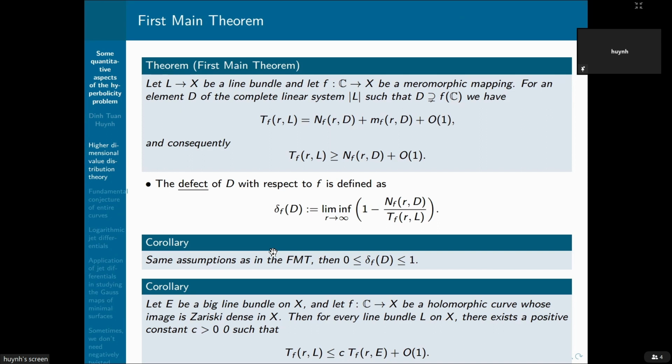Another important corollary of the first main theorem is that if you have an ample line bundle E on S, then the order function of f with respect to E dominates the order function of any other line bundle on S.